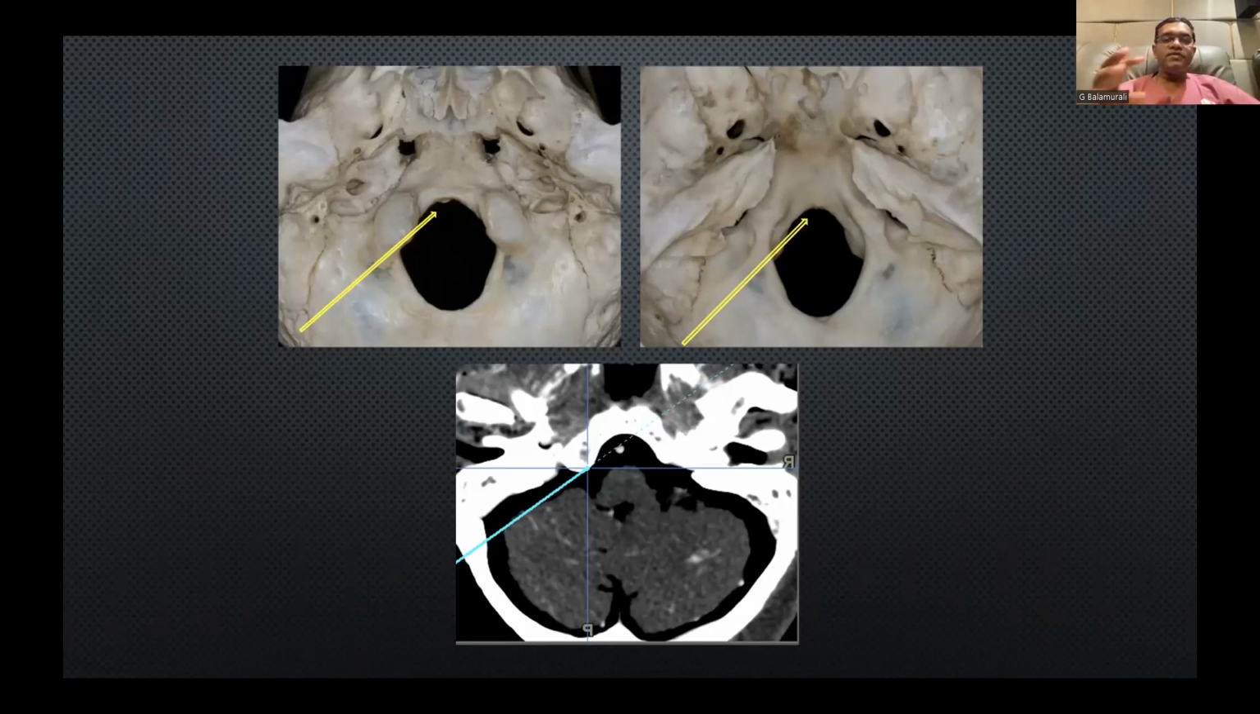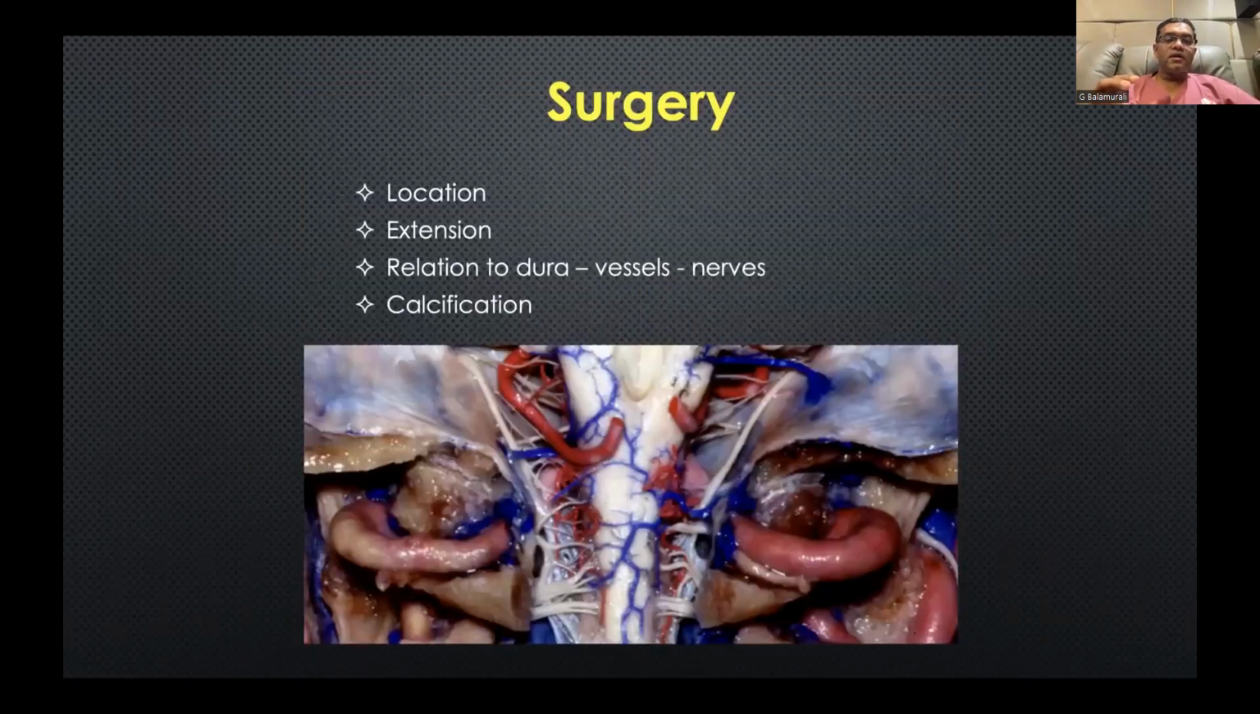So we know that the CV junction is very complex. It's a kind of tiger country where you have an abundance of vasculature, and sometimes these are long-standing tumors at the C2 level which take a very long time to even present, and they are calcified, and sometimes they engulf the vertebral artery.